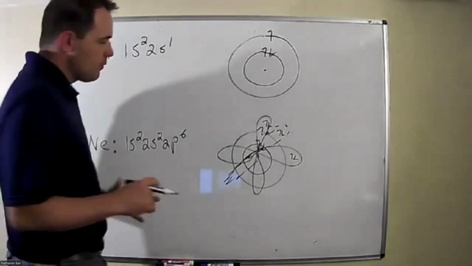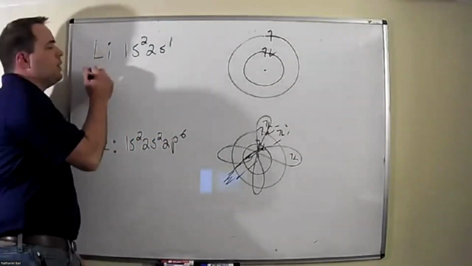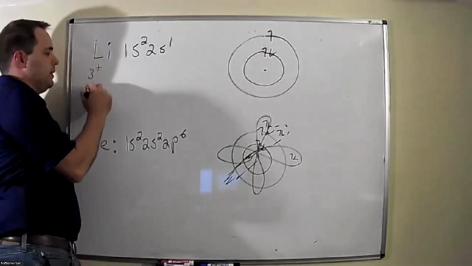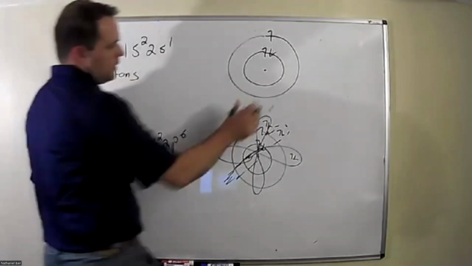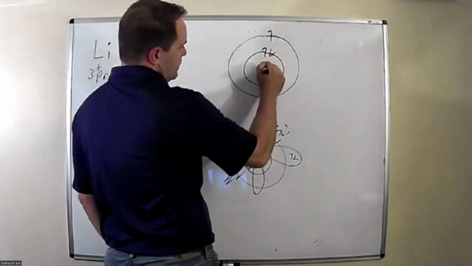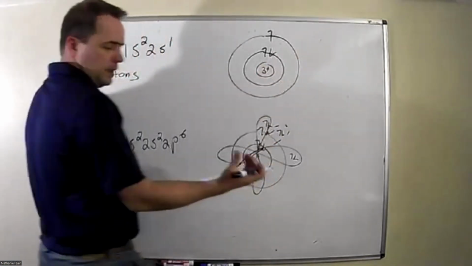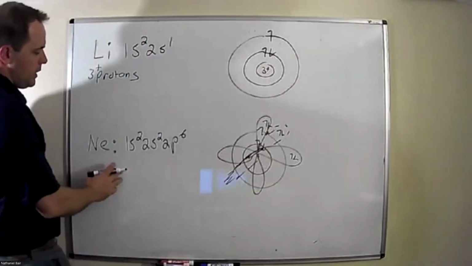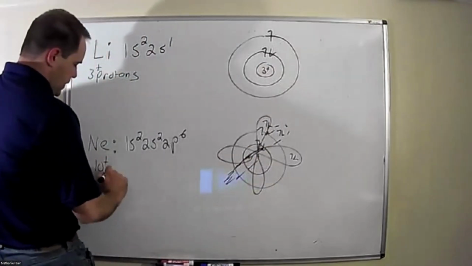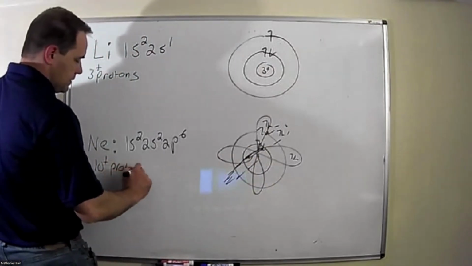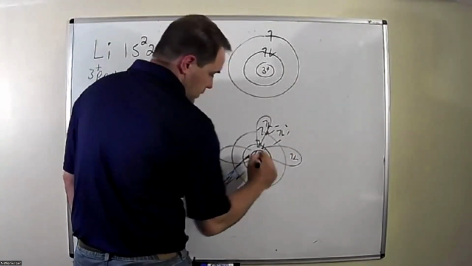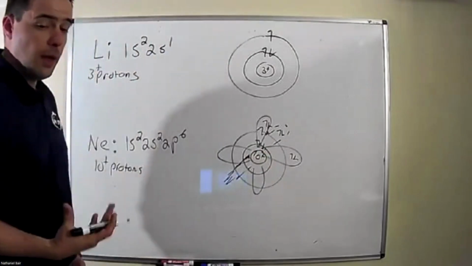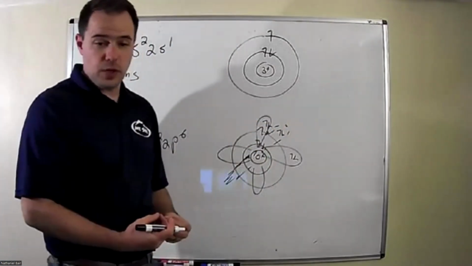Here's why, folks. Lithium has 3 protons in its nucleus. It's atomic number 3. It's got 3 protons. So we got 3 positive things pulling the electrons in here. If we look at neon, neon's got 10 protons, 10 positive things in its nucleus. So this guy has got 10 protons in the nucleus, pulling the electrons in.